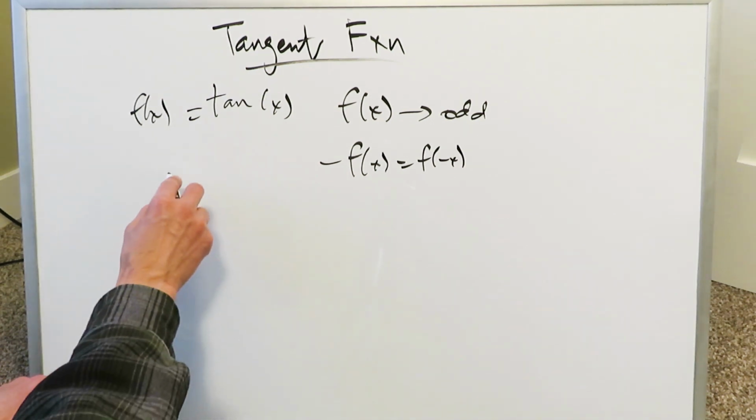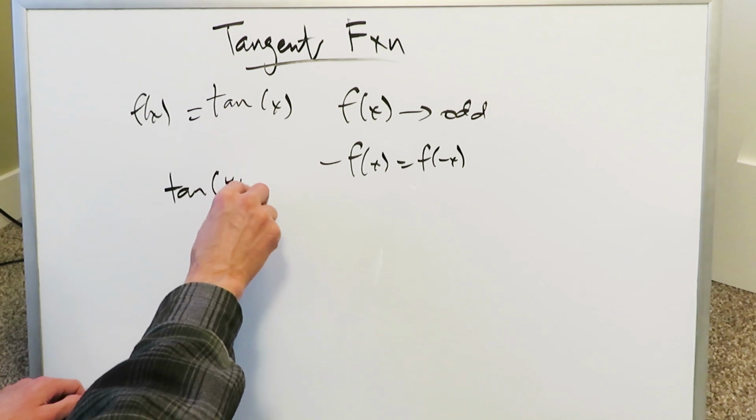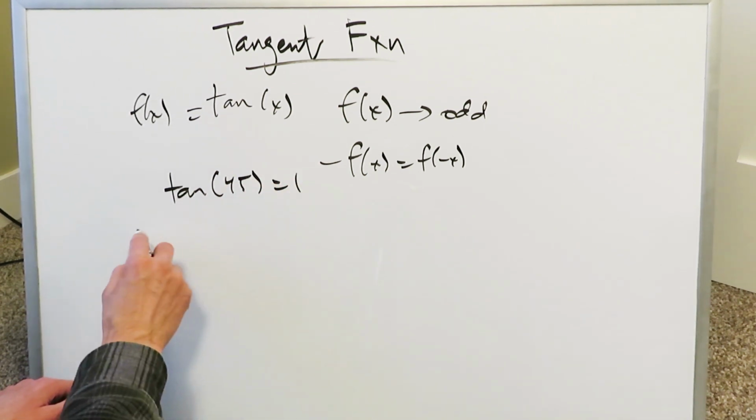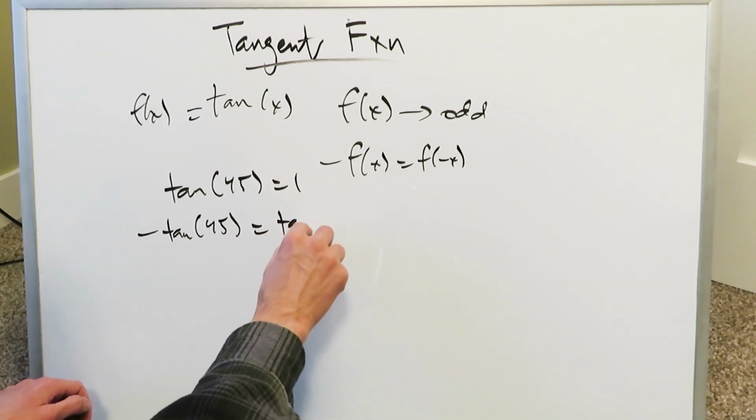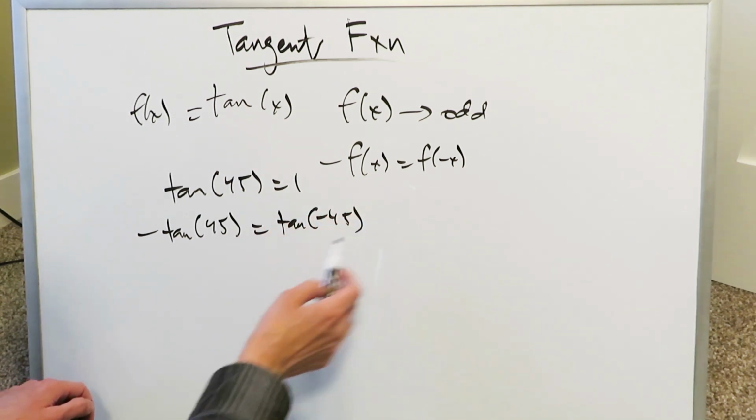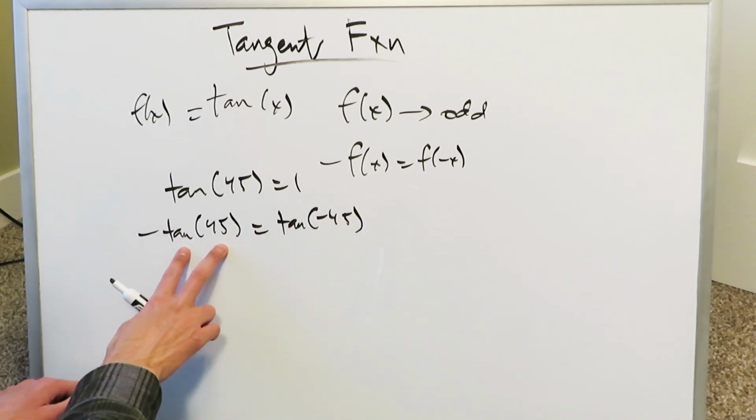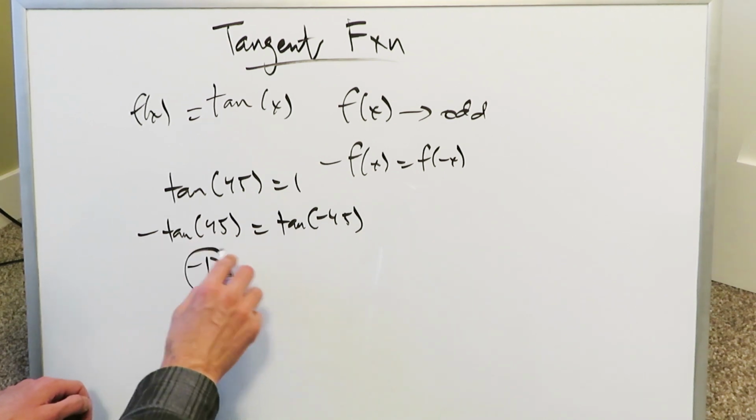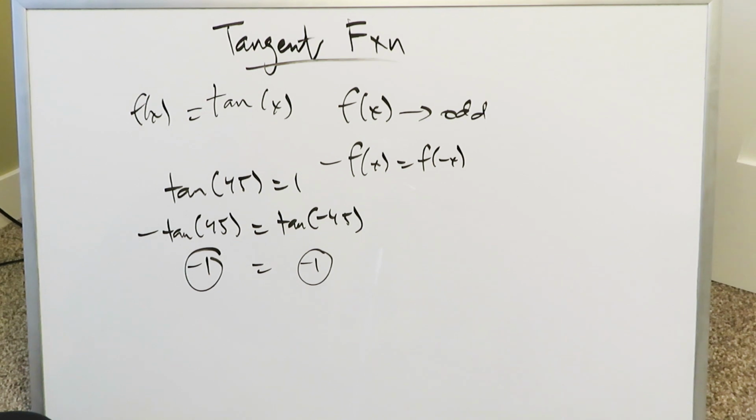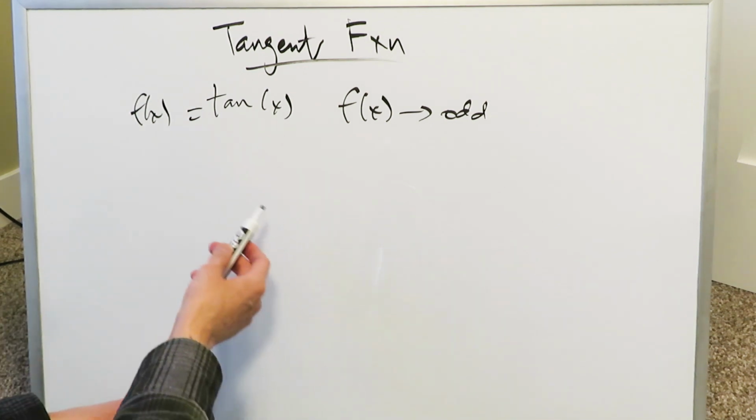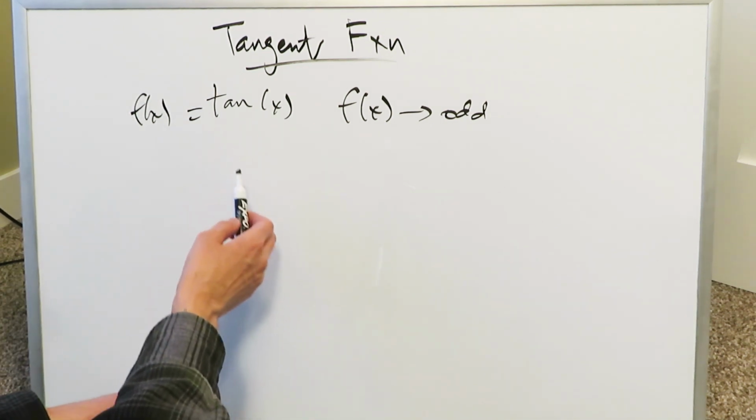If you take tan of 45, it's equal to 1, but now do minus tan of 45, and that'll be equal to tan of minus 45. This right here is a 1 in all instances, and you get a minus 1. This right here is a minus 1. You can even check that on your calculator, and you'll see that indeed it will be an odd function.